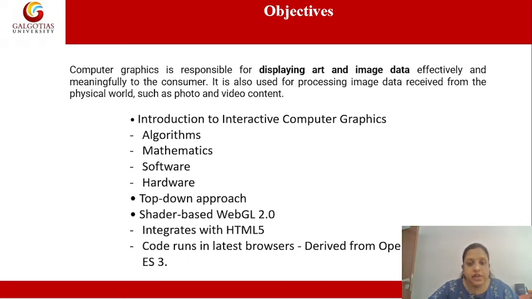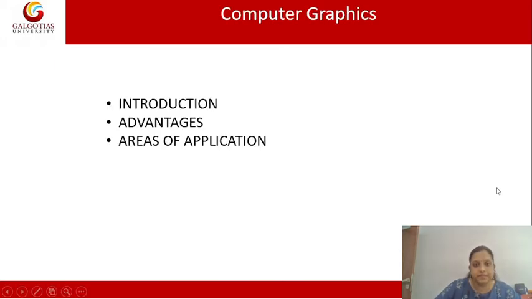Now, introduction to interactive computer graphics. Interactive computer graphics nowadays includes the algorithms for line drawing, circle drawing, ellipse drawing, character generation, image generation, and all. Mathematics is involved in these algorithms for the calculations, software and hardware. It also includes a top-down approach, shader-based WebGL 2.0, integrated with HTML5 code, running in the latest browsers, derived from OpenGL ES3.